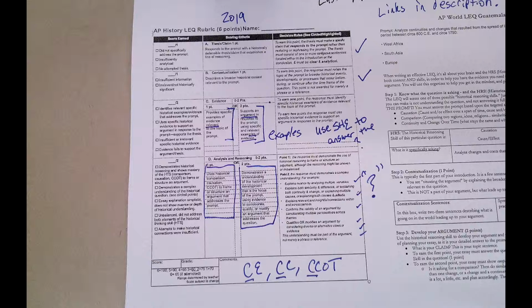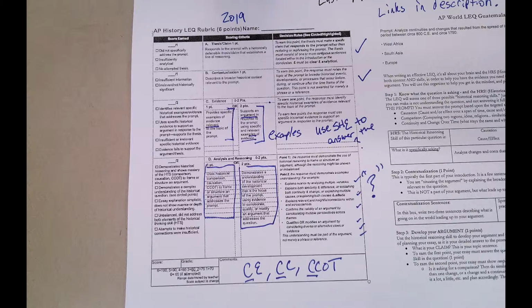And so that second analysis and reasoning point talks about how you are going to make a sophisticated argument. That's kind of what's happening there. So you will never have to talk about comparison and contrast in a CCOT essay, and you'll never have to do cause and effect in a CC essay. I think that's kind of what you're asking, and you don't have to do that.